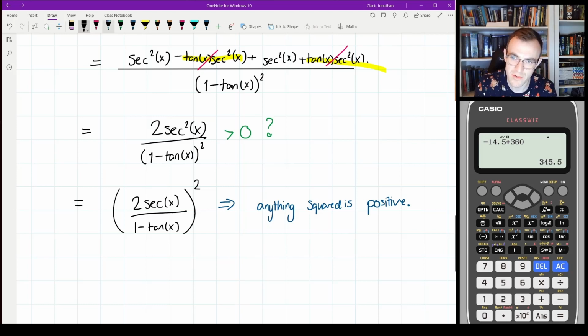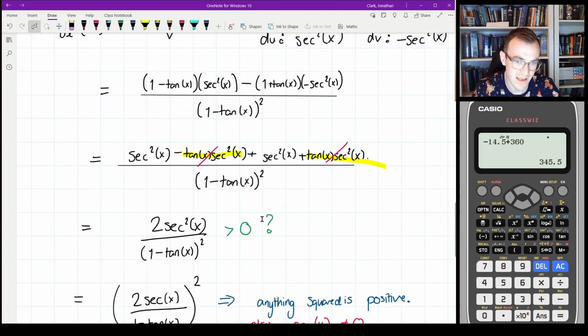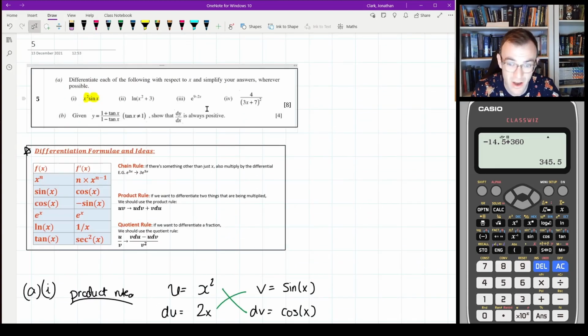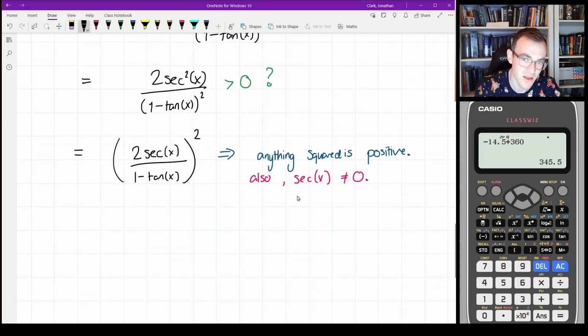Another thing that I know about the sec function as well is that it's never 0. So just that final bit of justification. Do I have to say, yeah, always positive? So I assume that that means strictly greater than 0, rather than greater than or equal to. So this is positive, and since this top part can't be 0, the whole thing will result in a positive quantity for sure. Very neat.